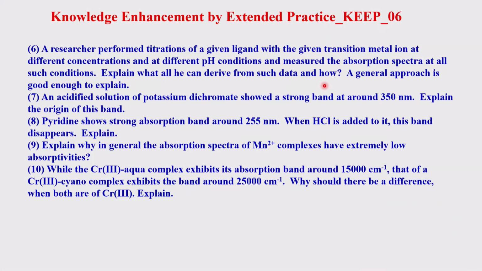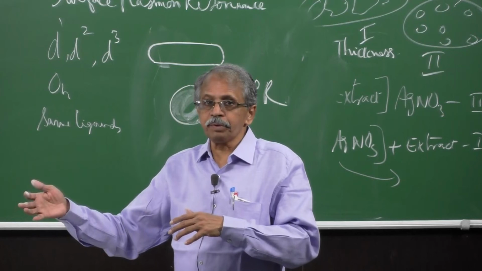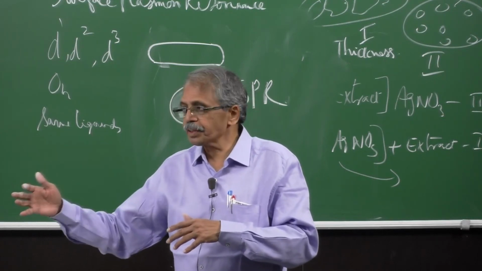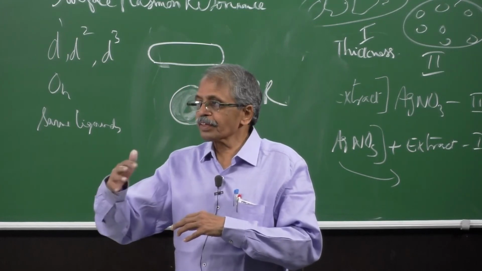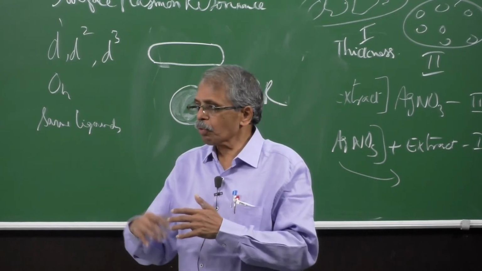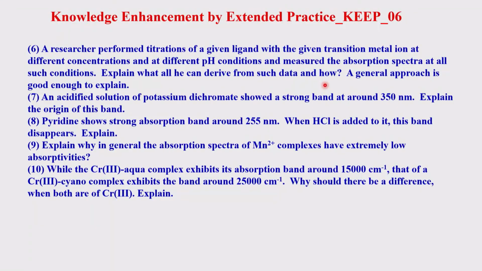Number one, you can derive, at one particular pH, the complexation by varying the concentration. You can derive how the complexation and complex stabilities change by varying the pH. You can also get the pKa values. The ligand that is given undergoes some protonation and deprotonation. So all of these kinds of things can be derived. All these have been covered in different examples in my lectures, so you can use that.